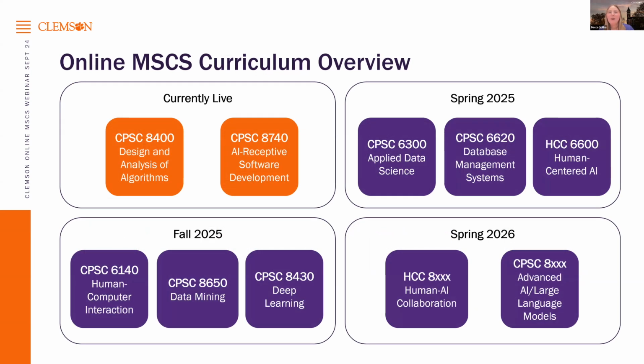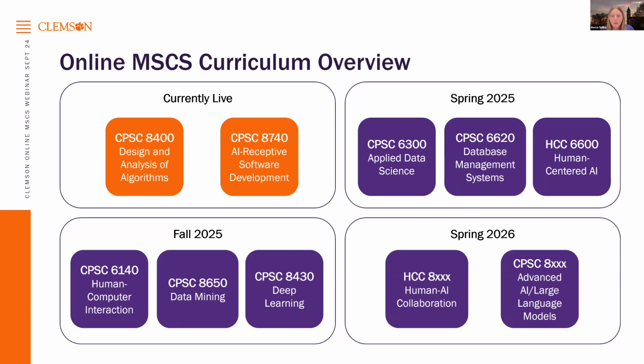Really quickly, I want to go over the curriculum that we're going to be rolling out. So this is a new program, so we are rolling the curriculum out slowly. Currently live, we have our 2 PBA courses, so CPSC 8400 Design and Analysis of Algorithms, and we have CPSC 8740 AI Receptive Software Development. And then in the spring, we're currently working on CPSC 6300 Applied Data Science, CPSC 6620 Database Management Systems, and HCC 6600 Human-Centered AI.